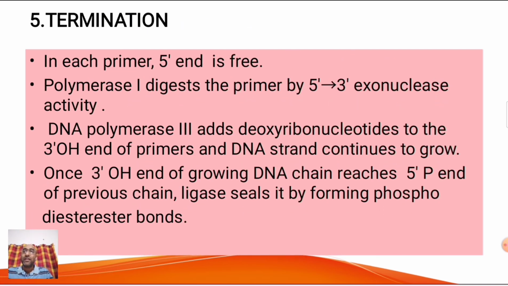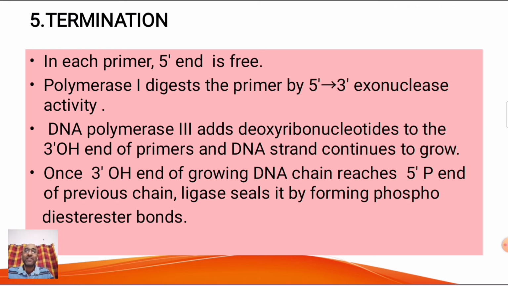Now, in each primer, the 5' end is free. Obviously, the 5' end is free. Now, DNA polymerase 1 digests the primer by its 5' to 3' exonuclease activity. That means the primers are removed by the exonuclease activity of polymerase 1. DNA polymerase 3 now adds deoxyribonucleotides to the 3'OH end of the primer, and the DNA strand continues to grow.